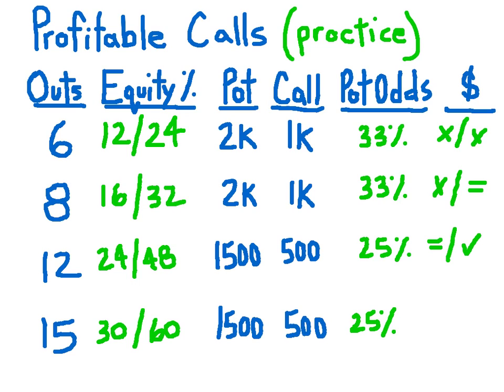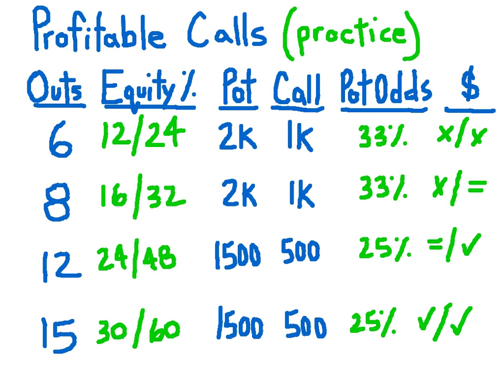And so what does this mean with 1 card to come? Well, 30% is greater than 25%, so it's a call. And how about with 2 cards to come? Of course, it's even more of a call, even more profitable. So there you have it.